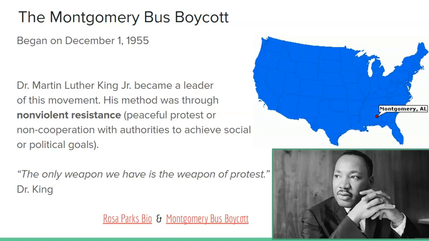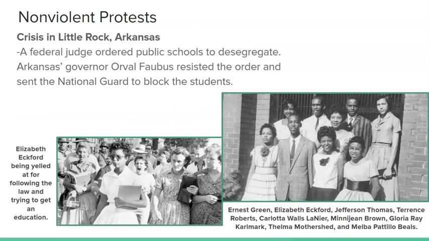And so, by boycotting the buses, the bus system finally gives in to this peaceful protest, and they say, okay, we will let you sit where you want. We won't have segregation on the buses as long as you come back and start riding on the buses again. So this was a successful protest or boycott. Dr. King became a leader of this movement. His method was through non-violent resistance. He fully believed in peaceful protest or non-cooperation with the authorities in order to achieve his goals. We'll continue to see nonviolent protests throughout this civil rights movement.